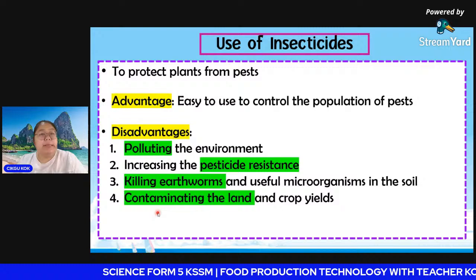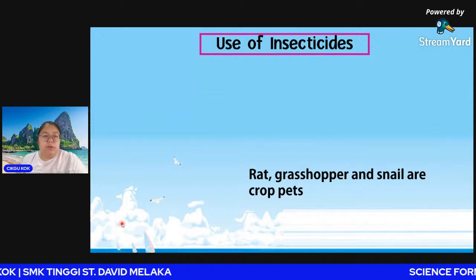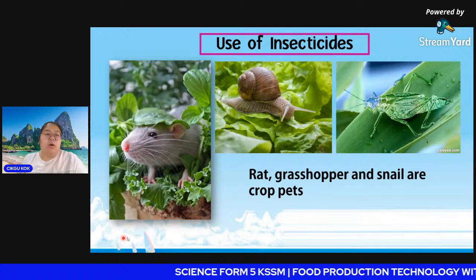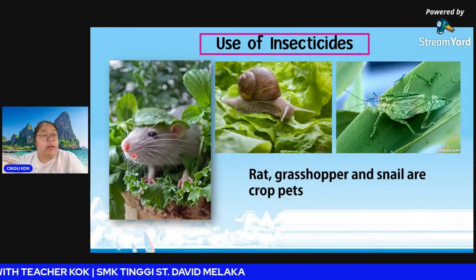Okay, then we go and see the population of the pests. So this one is for the insecticides. That means all these things are the rats, the grasshoppers, and the snails. These are crop pests. So they're using the insecticide to prevent these pests from attacking the plantation.